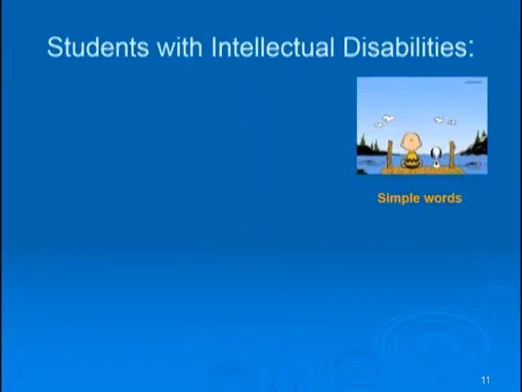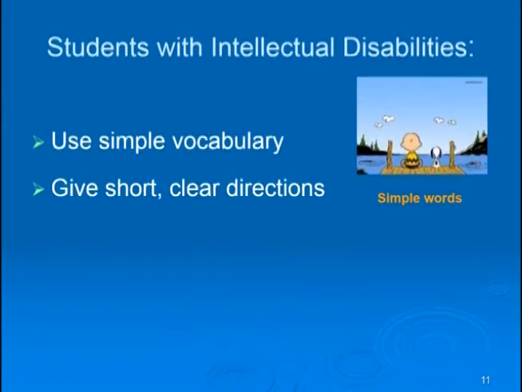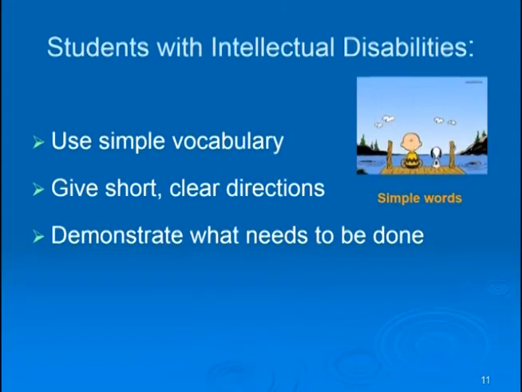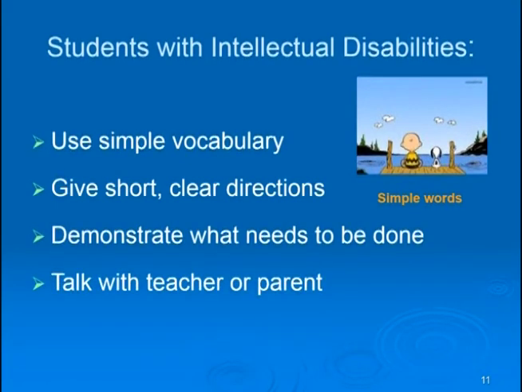Let's talk about communicating with students with intellectual disabilities. Again, use simple vocabulary. Give short directions. Example: move to this seat, stand up, sit down, walk, don't run. Demonstrate what needs to be done. Example: how to sit in a seat, how to exit the bus, how to use the handrail. Talk with the teacher or parent for specific tips. Teachers and parents might have suggestions on what works best with the specific student. Again, each student is different, and what works with one may not work with another. Remember that each student is an individual and has separate needs and different levels of understanding of instructions.